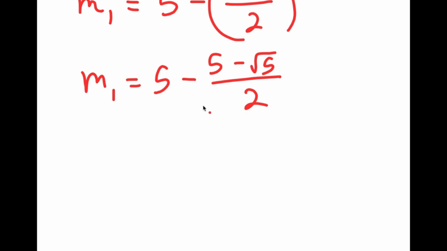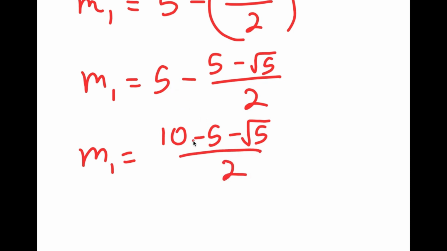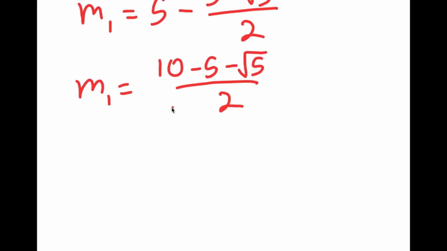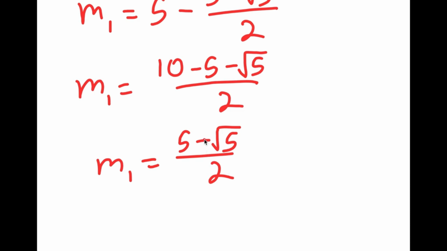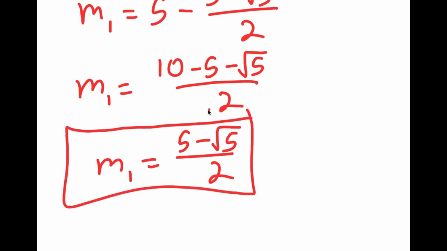And this is the same thing as (10 minus 5 minus the square root of 5) over 2, because 10 over 2 is equal to 5. So now from here, 10 minus 5 is just 5, so I get (5 minus the square root of 5) over 2. And I can say that this is my value for m of 1.